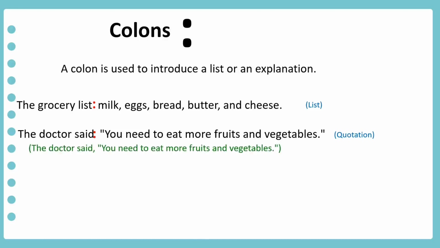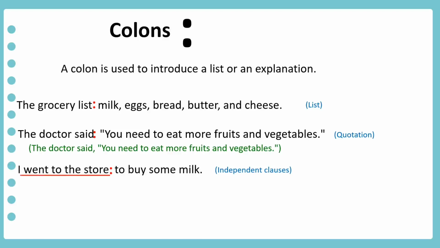Colons can also be used to connect two independent clauses. For example, I went to the store: to buy some milk. In this sentence, the colon is used to connect the two independent clauses, I went to the store and to buy some milk. The second clause explains the reason why the speaker went to the store. But yes, this sentence can also be written without the colon.